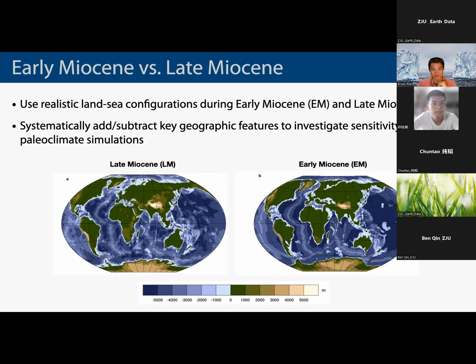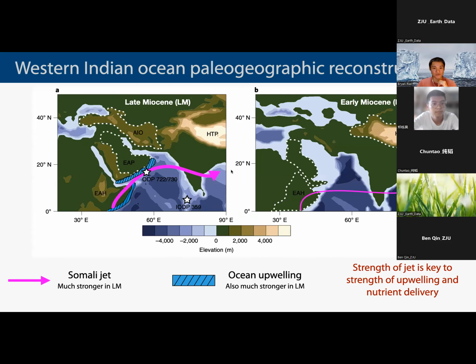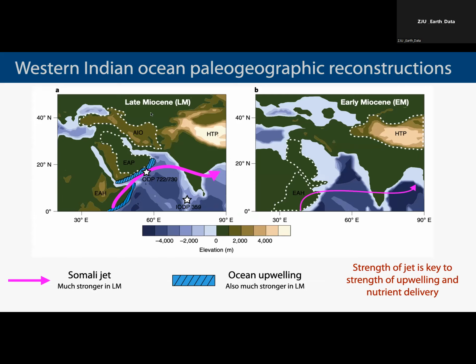And then within this distribution, we're focusing on the paleoclimate here in the Indian Ocean. When they look specifically at the LM and the EM configurations, what they see is that the Somali jet, which is essentially a very persistent jet of strong winds, which is what we see today, because it starts from the Somalia area and then flows over towards India, only forms in the late Miocene with this configuration of land here.